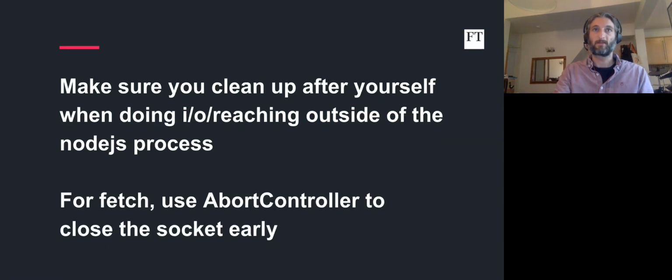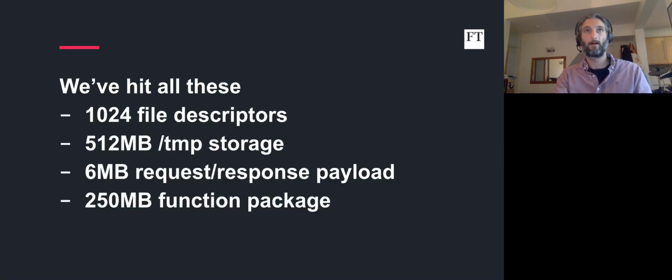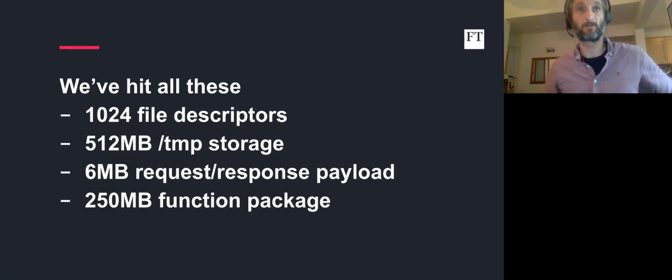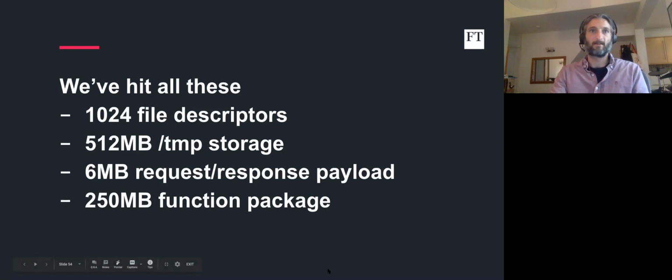So the lesson from this is to make sure you always clean up after yourself whenever you reach outside of the Node process. For fetch in particular, you can use the abort controller library, which allows you to forcibly close the socket early. Another parallel point is that Lambdas have limits. It's not just the memory limit and the timeout limit. There are lots of others. We've hit all of these, the file descriptors, which I just told you about. Not so long ago, we hit the storage limit when we were making a zip file as a backup. And there are others as well.